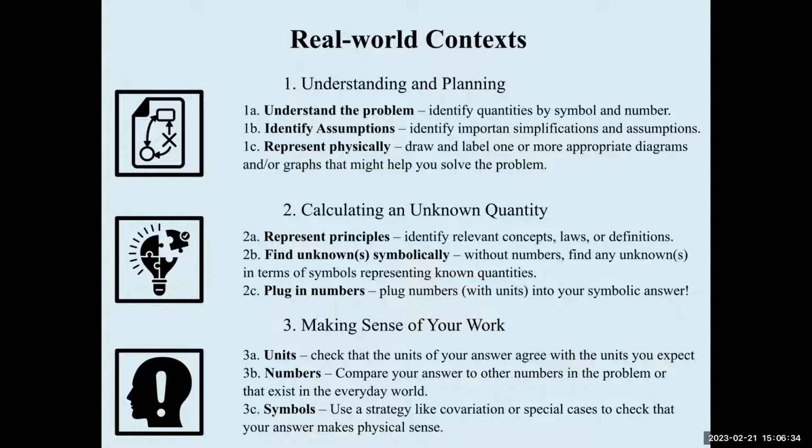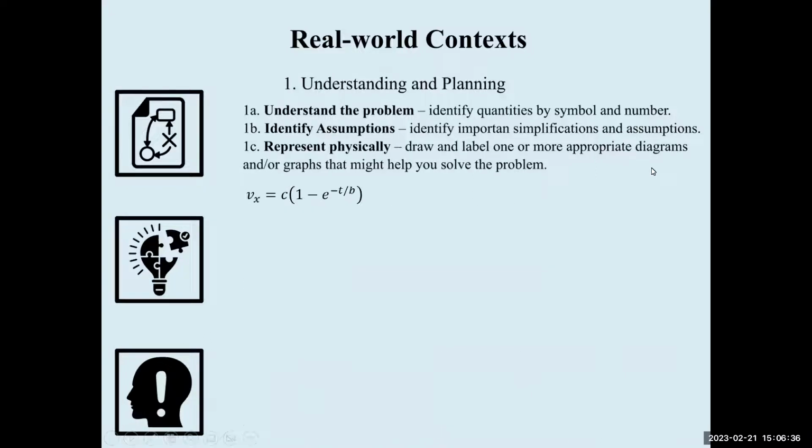The problem that I'm going to think about is one in which I know the velocity as a function of time for an Olympic sprinter who's running a 100-meter dash. And the model is going to give me this equation right here. And the goal is for me to figure out what the sprinter's maximum acceleration is.